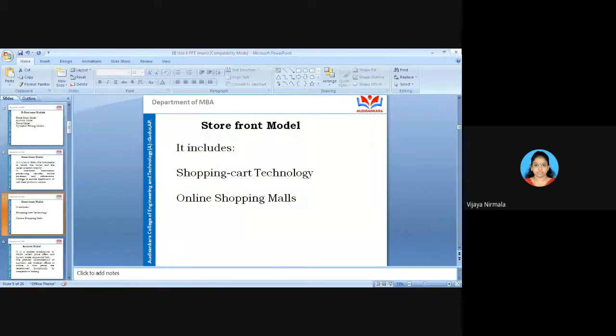If you want groceries, you need to go to one place, and if you want some other accessories, you need to go to another. It is not like that with online shopping malls. They let you find products from a wide variety of vendors, rather than making several separate purchases.